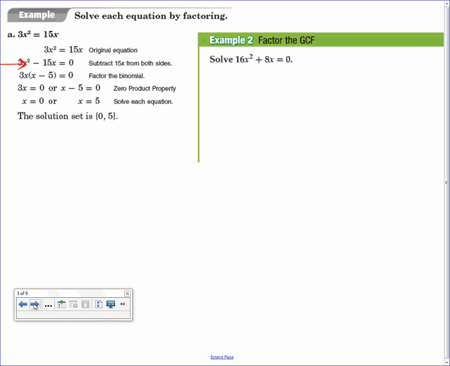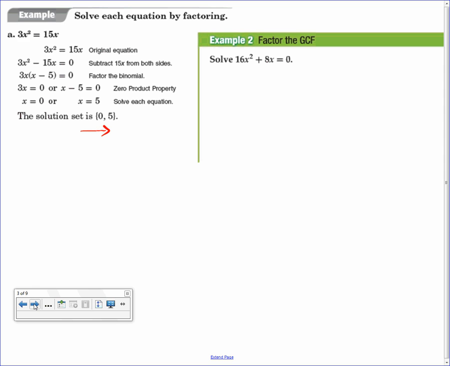3x squared divided by 3x equals x, minus 15x divided by 3x equals 5. Alright, now we know that either 3x has to equal 0 or x minus 5 has to equal 0. Now if 3x equals 0, then x has to be 0. If x minus 5 equals 0, then I know that x has to equal 5. So our solution is 0, 5.